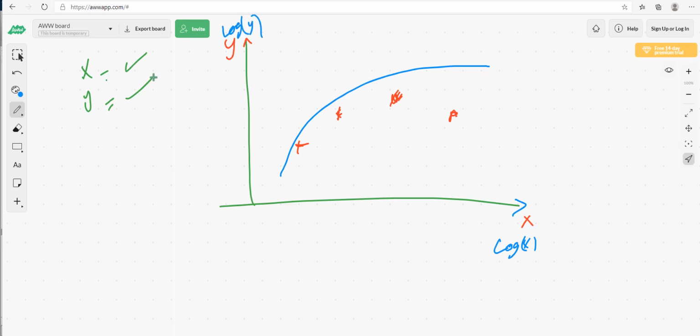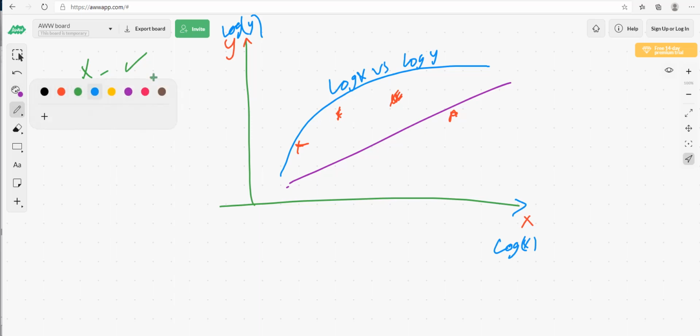So this is log x versus log y. Say that I plotted also another curve. Actually, no need for the original data, so let me go and delete the original. It doesn't make sense to plot them. Okay.